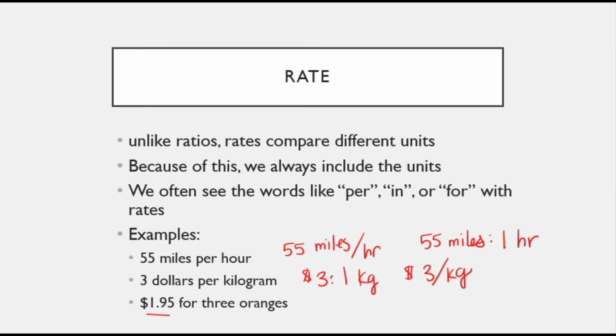This one's a little different because it's $1.95 for 3. So it's $1.95 to 3 oranges. But if you wanted to find how much a single orange costs, what could you do? You would take 1.95, the cost of 3 oranges, divided by that 3 to find out the cost of 1 orange. So each orange is 65 cents. So 65 cents per orange. Both are rates, but the second one I did is a unit rate because it's per one thing.